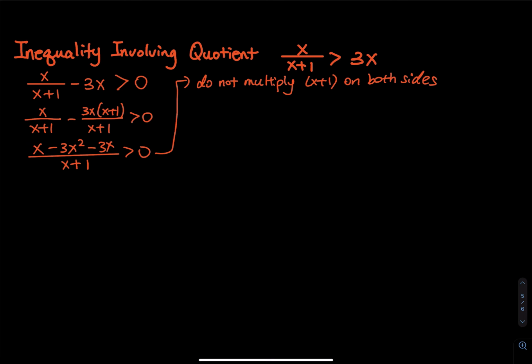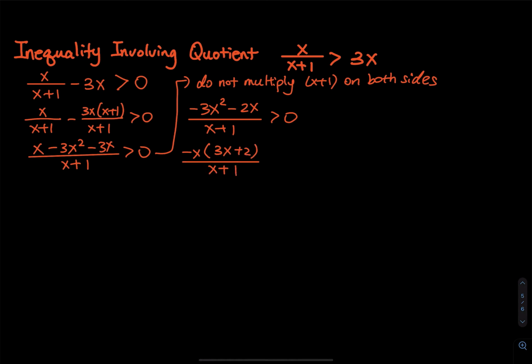So the numerator, you have x minus 3x, so therefore, you have a minus 2x. Then you have minus 3x squared minus 2x divided by x plus 1 and then greater than 0. And then can you factor completely for me? So I will just factor out negative x, and then I have a 3x plus 2 divided by x plus 1. So check out the top and bottom. Make sure nothing else can be factored. So factor completely.